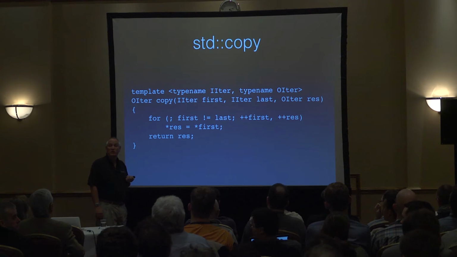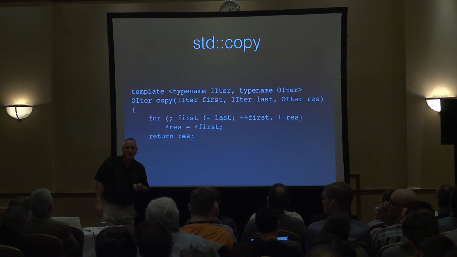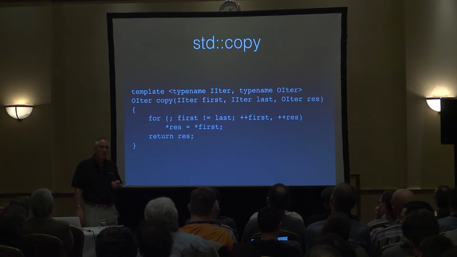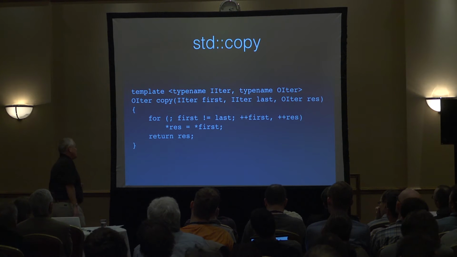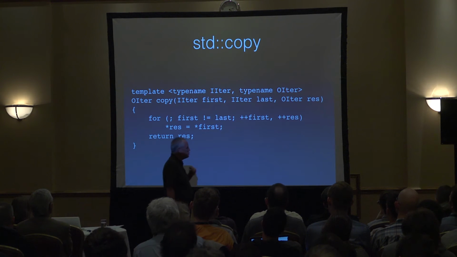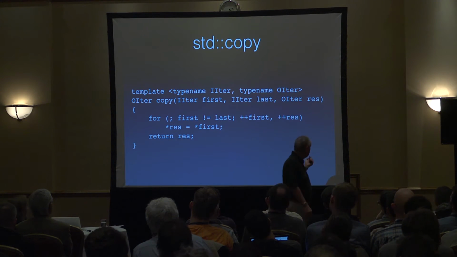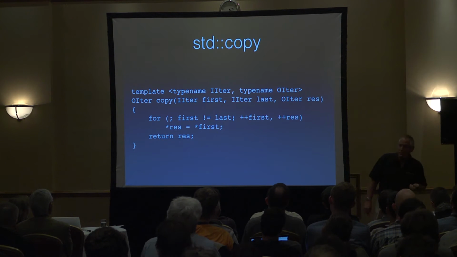Yes, somebody had a question. At which stage is it made sure that the range of the memory pointed to by the iterator is large enough? Okay, so the question is, at what point does it make sure that the range of memory pointed to by the output iterator is large enough?